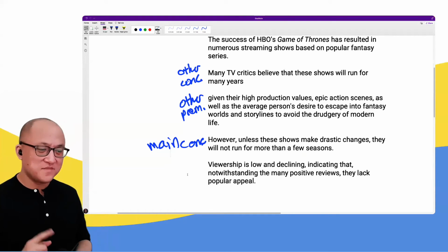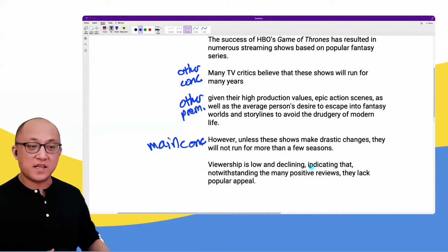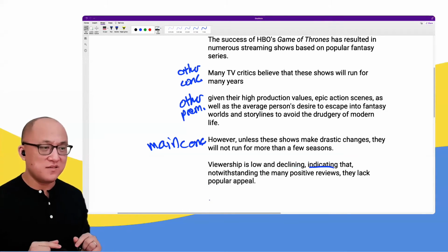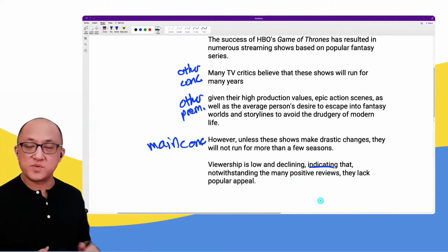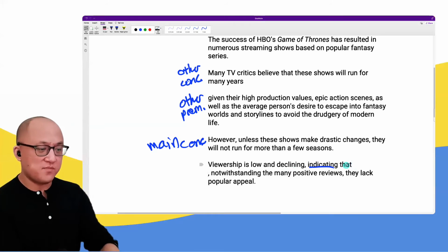Okay, so there's definitely a premise, intermediate conclusion structure here, because viewership is low and declining is indicating that they lack popular appeal. So viewership is low and declining would be a premise. The idea that they lack popular appeal would be an intermediate conclusion, which supports the main conclusion. But don't ignore one more item, right? There's actually three separate statements here, or three separate roles.